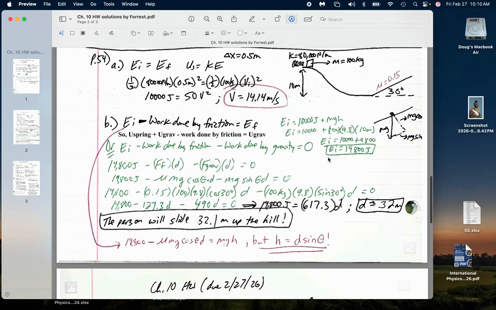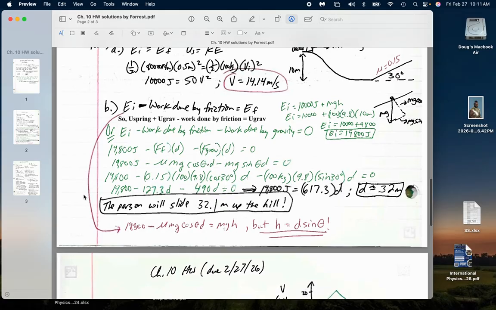How do I find out that amount of work? Well, that's force times distance. So I get that the force of friction is 127 newtons. The force of gravity is 490 newtons. Both are multiplied by the distance it goes up the hill. And so I get around 32 meters.